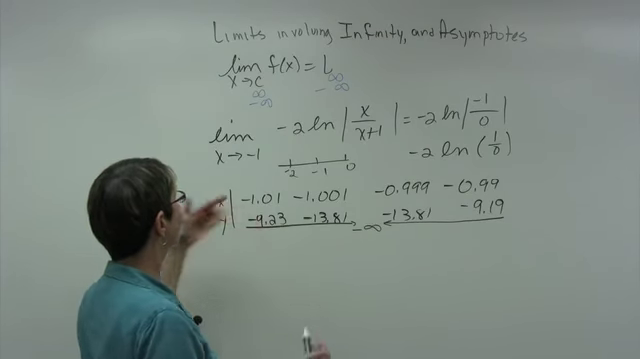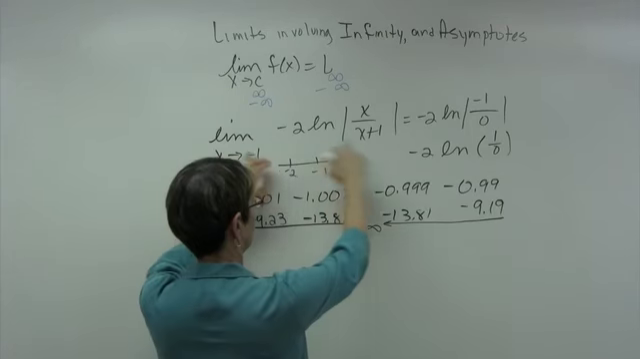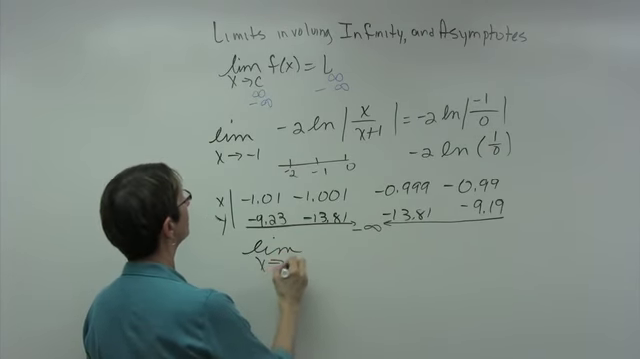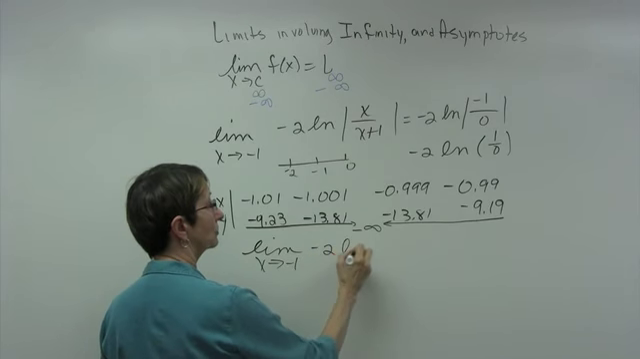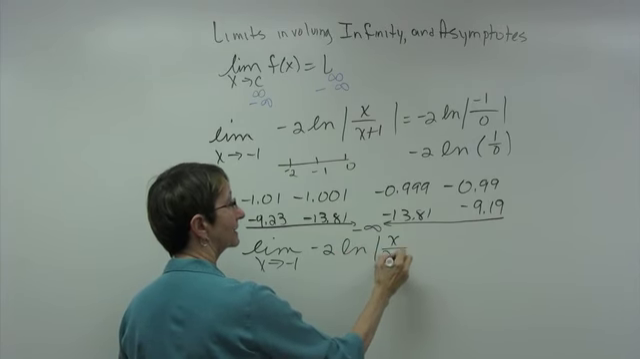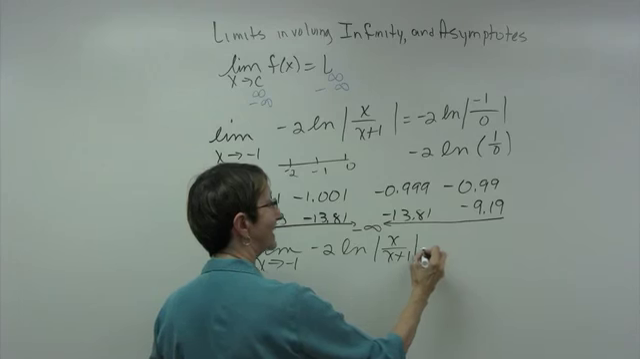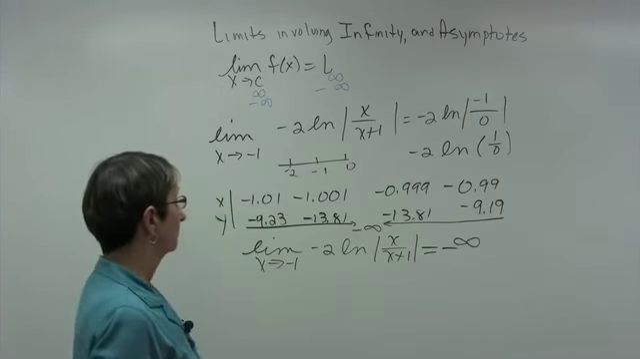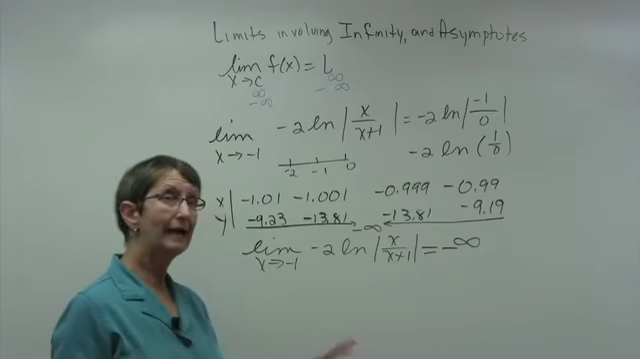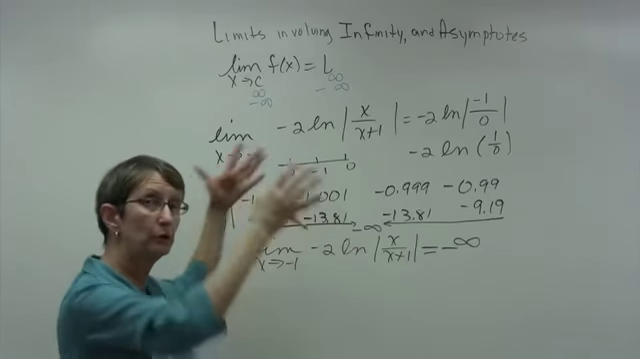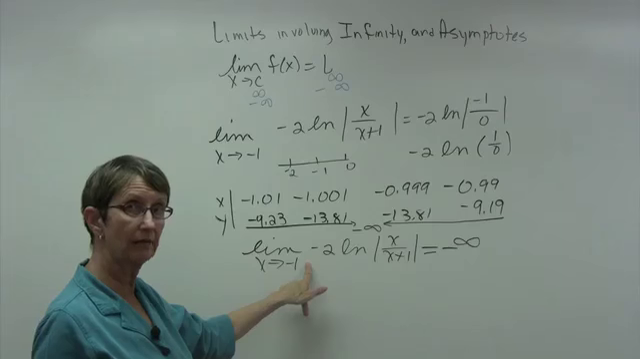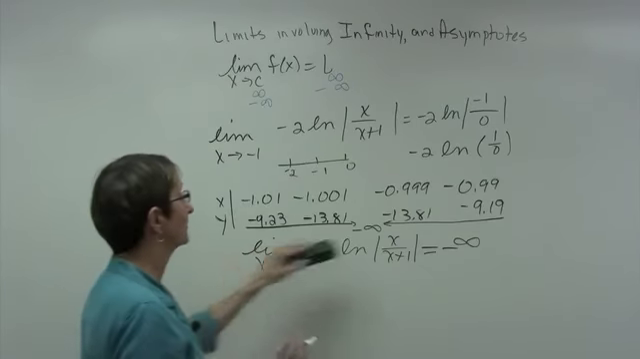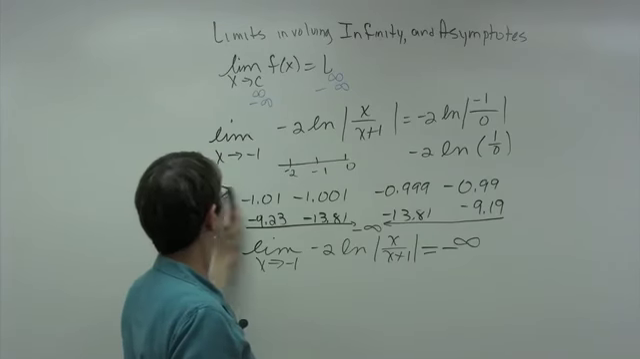So I can write this limit up here, the limit as x approaches negative 1 of negative 2 natural log of x over x plus 1. I'm going to say that equals negative infinity. That's all the information I have. X approached a number. I did it on both sides because this didn't tell me right or left. And that's the number, the result that I got. No particular number, just getting bigger and bigger.